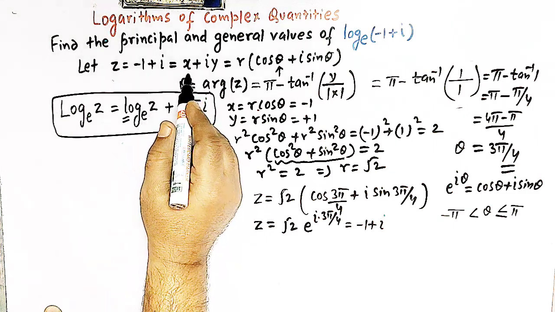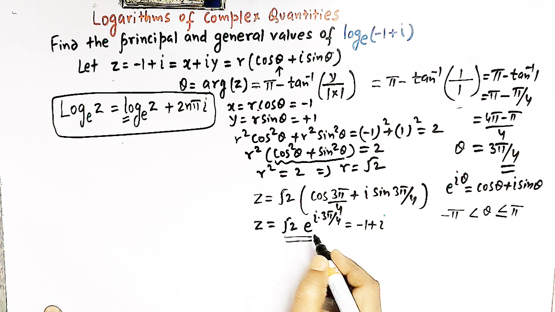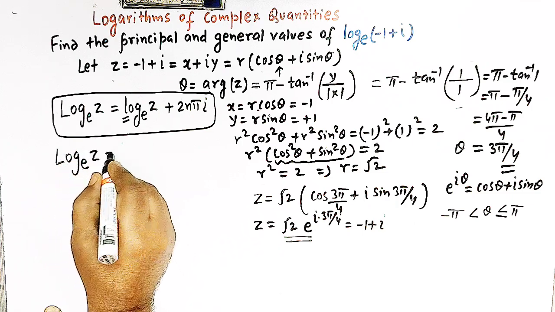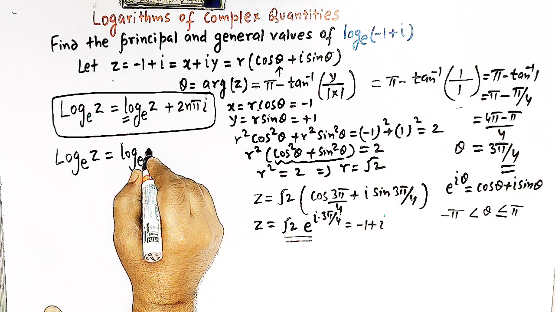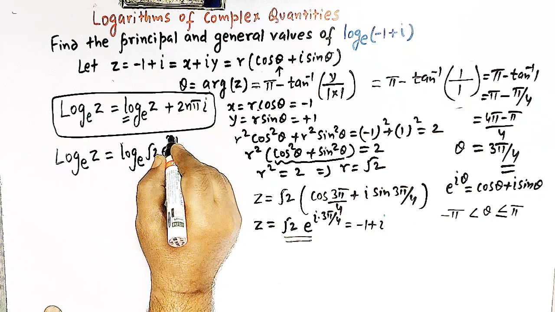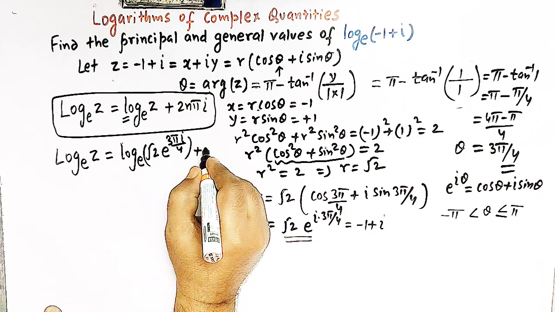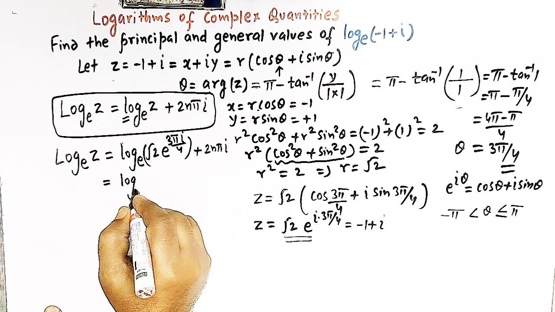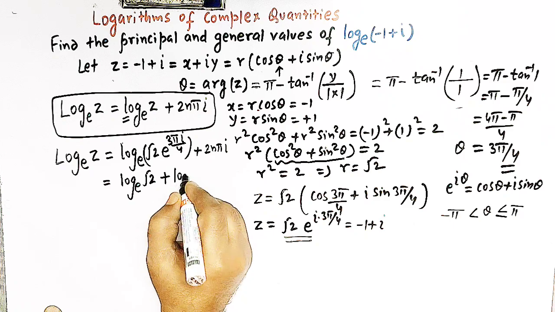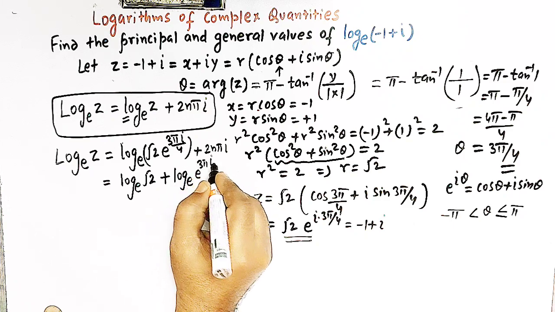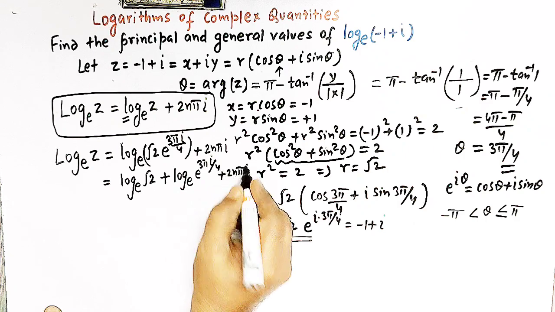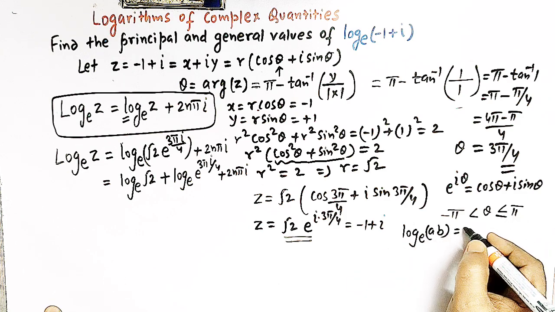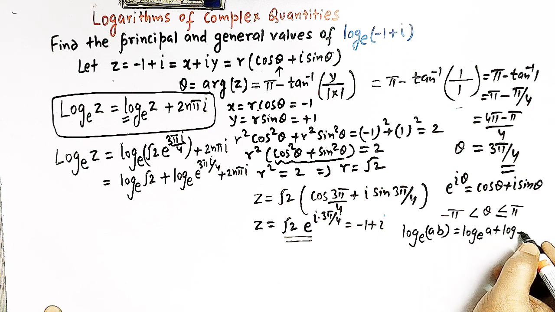So now here if we take z equal to square root of 2 times e raised to 3 pi I over 4, then we can write L of z is equal to log of square root of 2 times e raised to 3 pi I over 4, plus 2n pi I. So here, using the laws of exponents, we can write log of square root of 2 plus log of e raised to 3 pi I over 4 plus 2n pi I. And here we have used this result, that is log of a times b, the product rule, so we have log of a plus log of b, right?